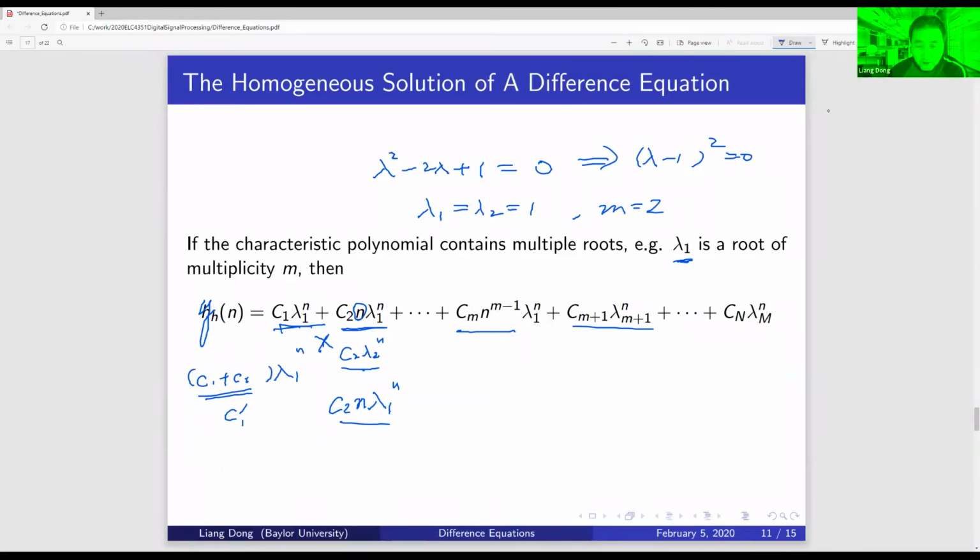Similarly, I write out for the other multiplicity terms, and all I need to do is add a time term each time. So let's say c3 times n. Now I already have this term. In order to make those two independent, I put an n square, lambda 1 to the power n, and go all the way to cm, n to the power m minus 1, lambda 1 to the power n. Okay, so these are the roots with multiplicity of m. And then the rest are distinct, so we can write as before. And that is the homogeneous solution of the difference equation.